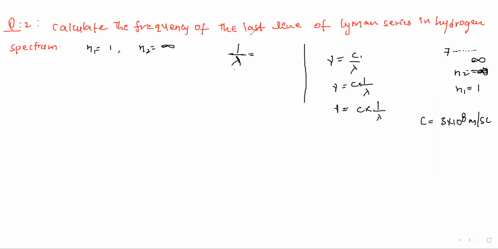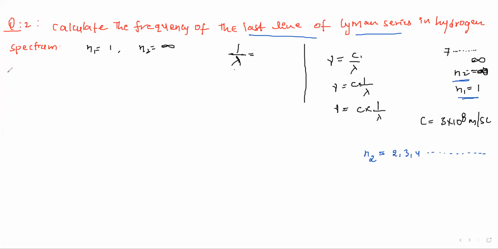Calculate the frequency of last line of Lyman series in hydrogen. The first line has N1 value 1 only, but the N2 value is unlimited, infinity. Because in the Lyman series, N2 equals 2, 3, 4, 5, 6, 7, 8 etc. It keeps going on. The last line does not stop at a particular place.